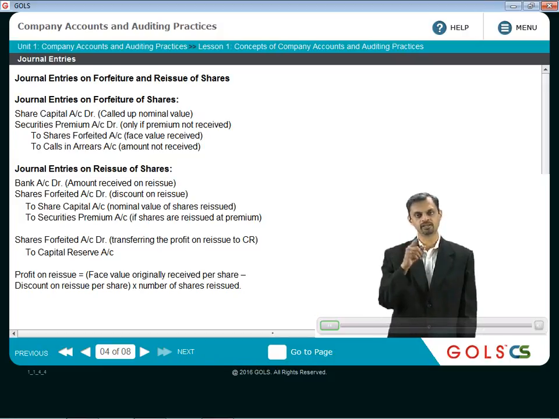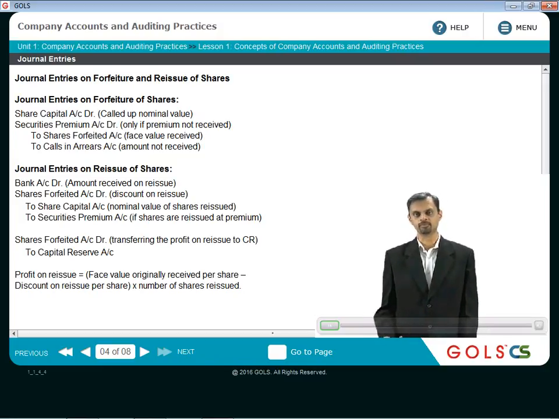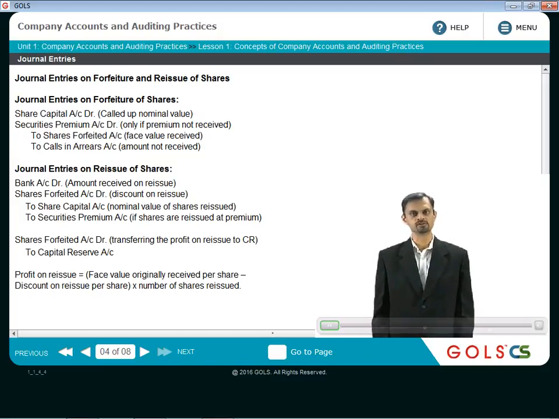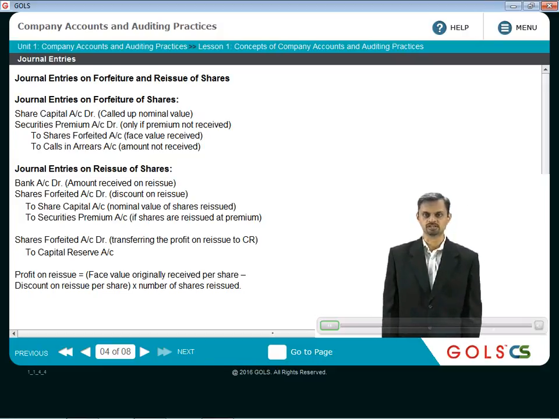So 2 will be debited in shares forfeited account. To share capital account 10 rupees face value. And there is no premium here. It will be either discount or premium. So there is no premium here, so nothing will be credited to securities premium account. So this is as far as the reissue is concerned.